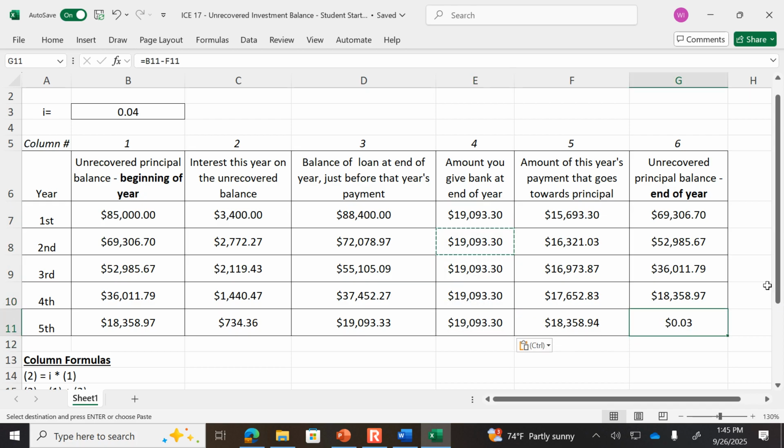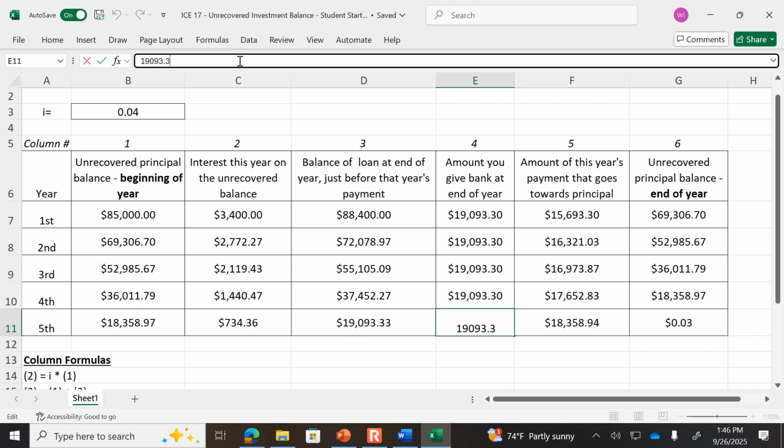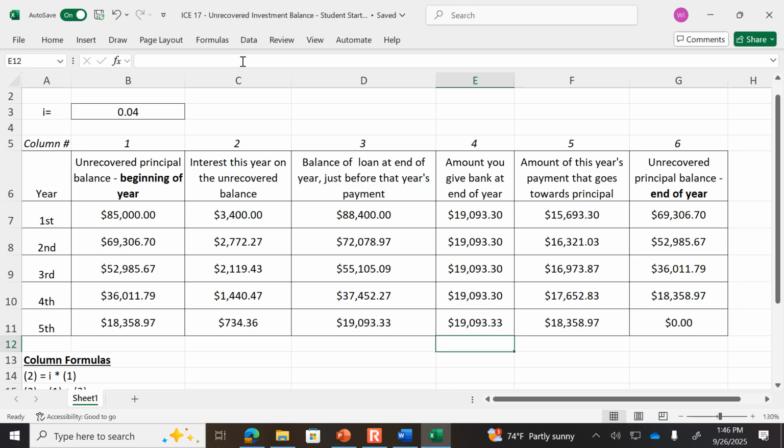And then I've got 3 cents left over because there's an odd number of years. I couldn't pay 3/5 of a cent at the end of each year. So being 3 cents off is fine. Maybe what we do is that last payment we'd make it $19,093.33, and then we actually are in the clear on that last payment. All right. Yes. It's kind of off topic.